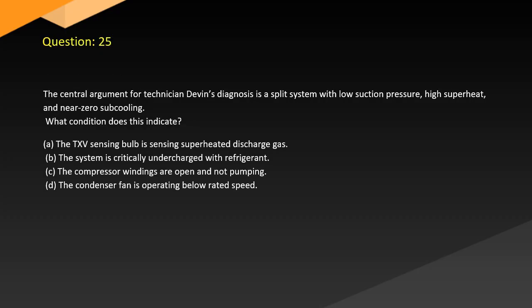Question 25. The central argument for technician Devon's diagnosis is a split system with low suction pressure, high superheat, and near-zero subcooling. What condition does this indicate? A. The TXV sensing bulb is sensing superheated discharge gas. B. The system is critically undercharged with refrigerant. C. The compressor windings are open and not pumping. D. The condenser fan is operating below rated speed.